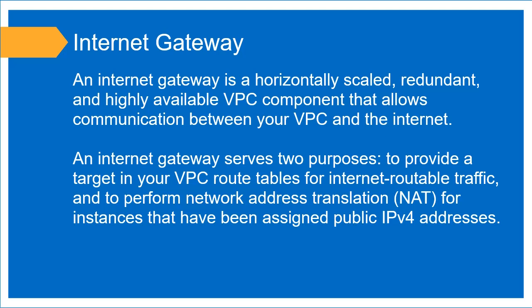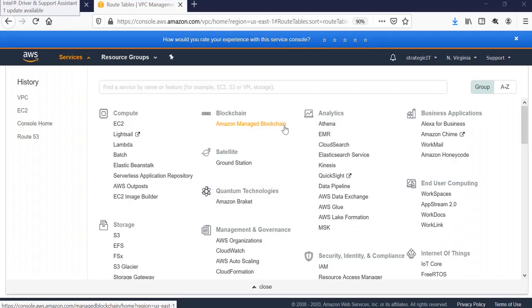One is to provide a target in your VPC route table for all internet routable traffic, and the other is to perform network address translation for your instances that are in your public subnet, those instances that have been assigned a public IP address. So now I'm going to demonstrate how you can create an internet gateway.